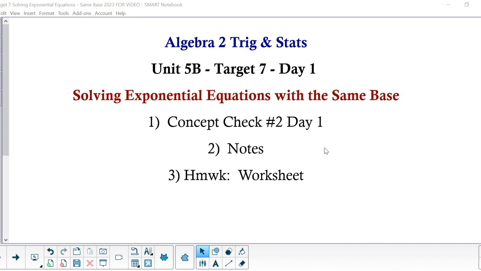Then we'll do some notes. You should get a handout for that. And then your homework will be a worksheet.